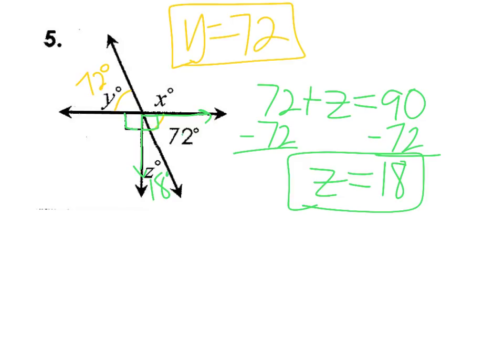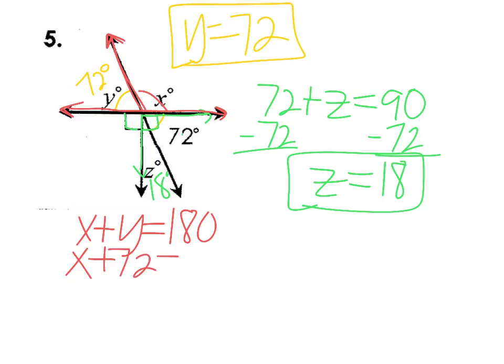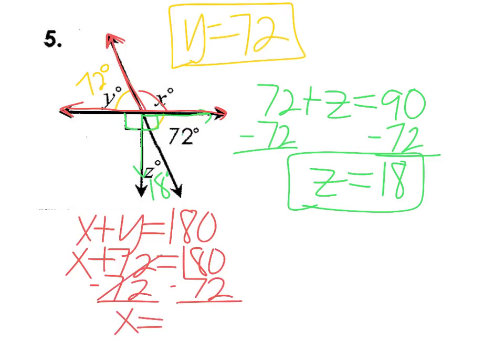And then last but not least, if we want to find x, we know that x plus y equals 180 degrees because angle x and angle y are a linear pair. They share this common side and they form a straight line, so they add up to 180 degrees. We know that y equals 72, so we can substitute in 72. Then we subtract 72 from both sides, and that solves for x. So x equals 108. So angle x is 108 degrees.